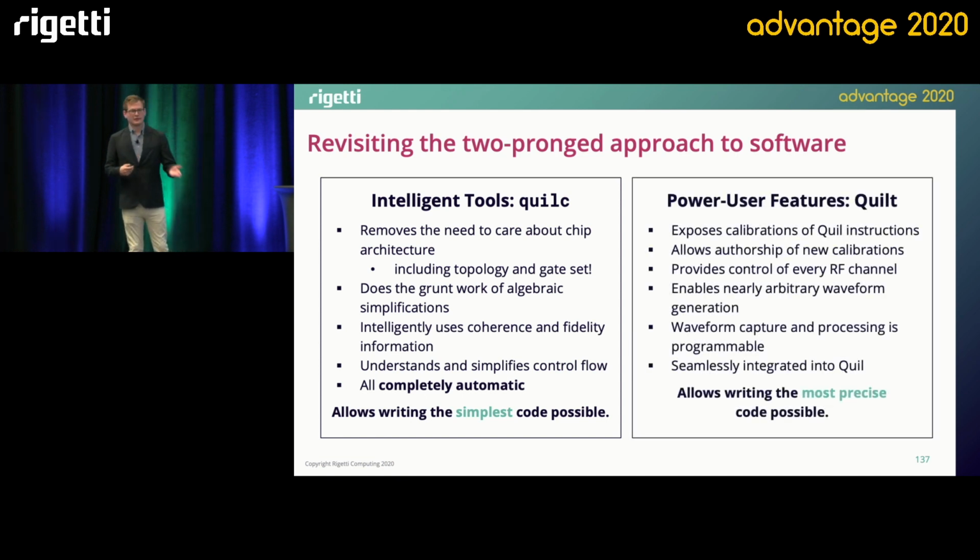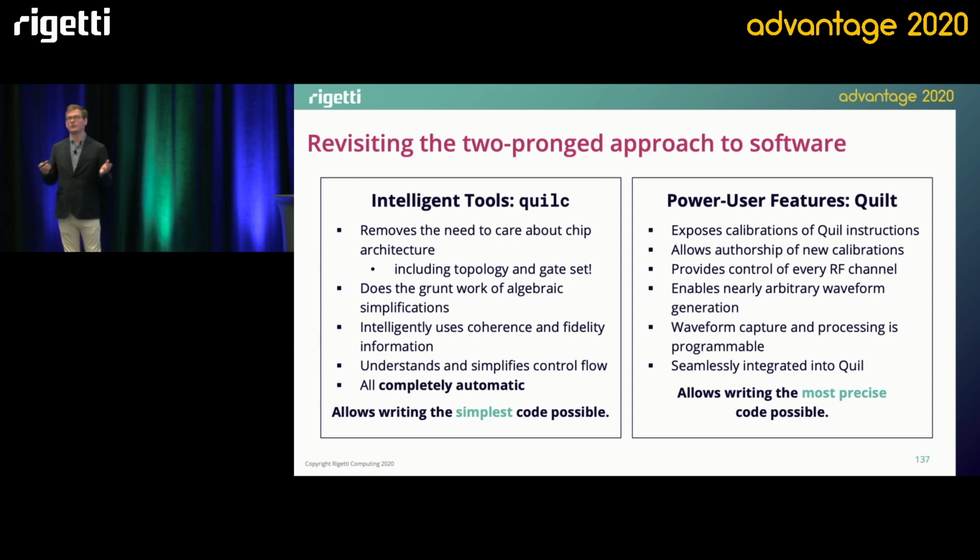On the other hand, I introduced Quilt. And this takes the role of being a power user feature. It allows you to control every drive line, every waveform, just about every photon that enters and exits the system, up to quantum mechanics, really. And it gives you ultimate control. You can define exactly every instant in time, everything that happens with the control system. So that gives you an enormous amount of power.